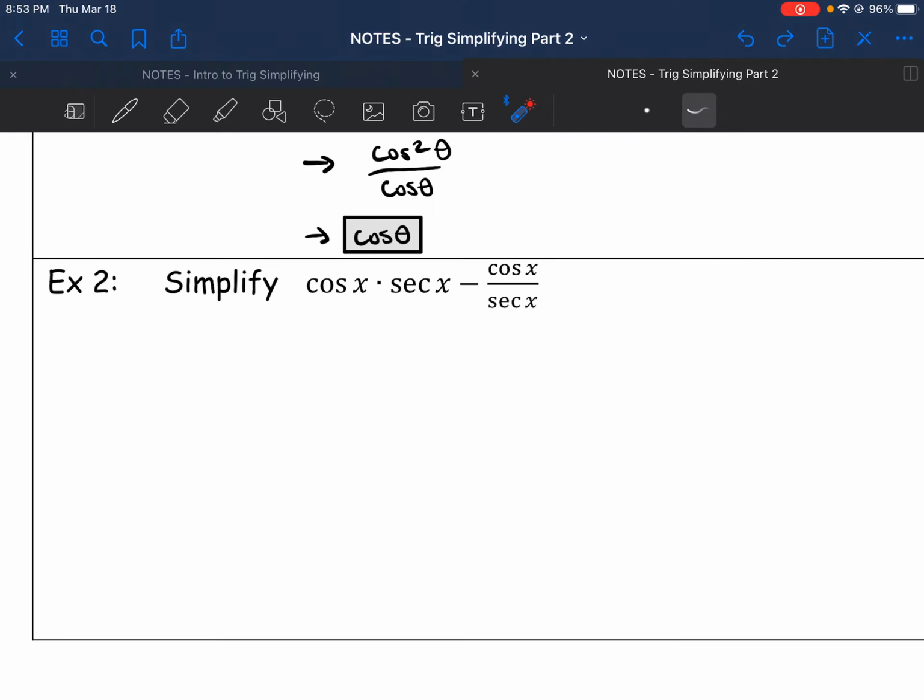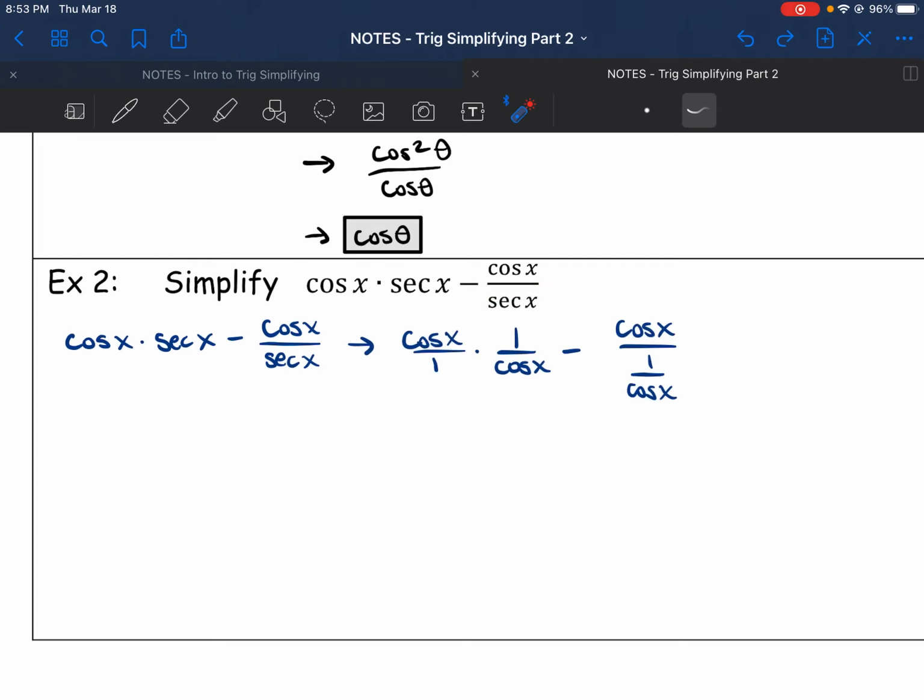Next, we want to simplify cosine x times secant x minus cosine x over secant x. And in a very similar fashion, I'm going to continue decomposing things into sines and cosines. So secant x is going to turn into 1 over cosine of x. And this secant x is also going to turn into 1 over cosine x. So that's the first thing I did there.